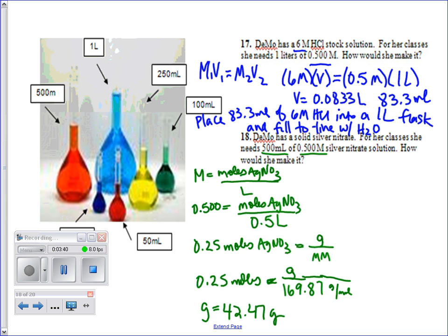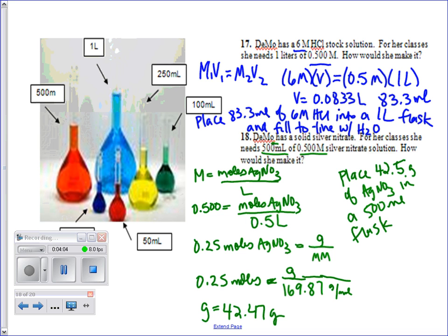Now, again, I need some sort of statement. So I'm going to say place 42.5, we'll round to 42.5 grams of silver nitrate in a 500 ml flask.